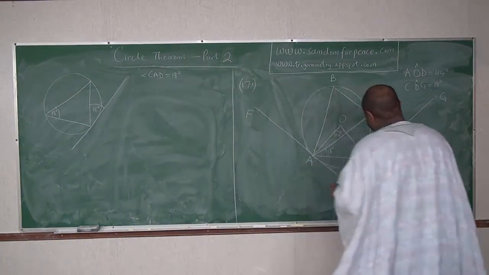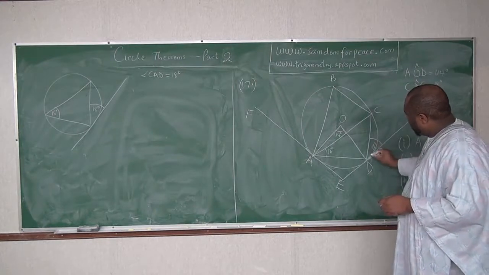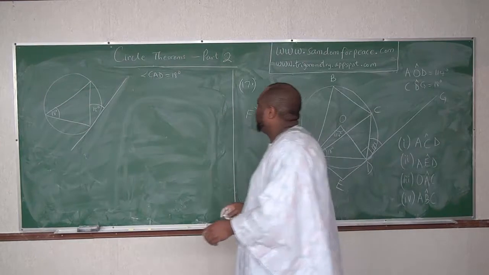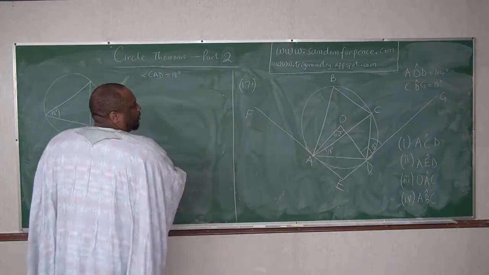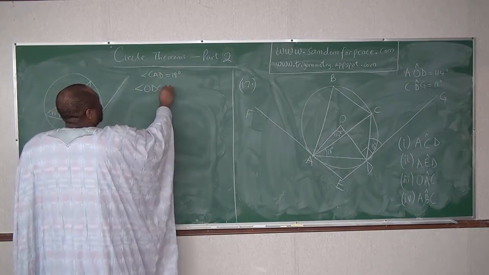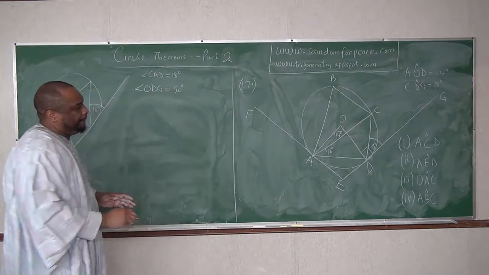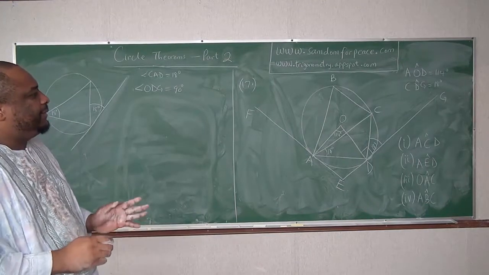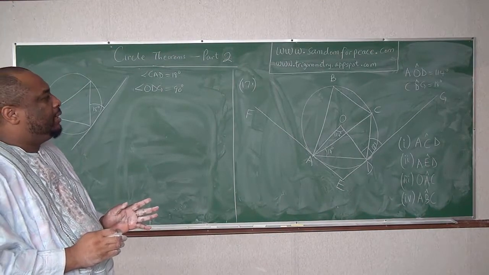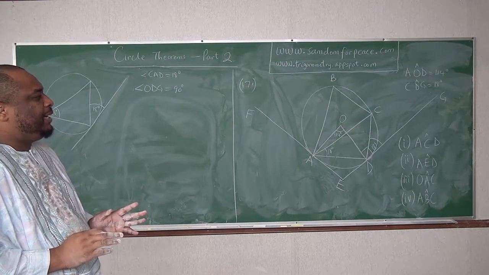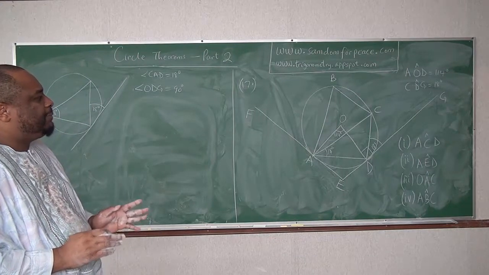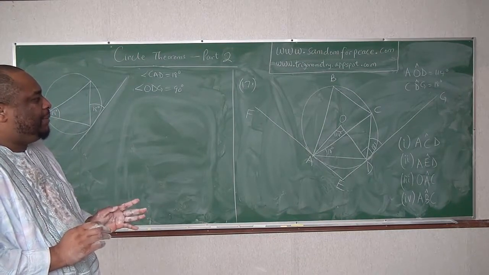Here, if you look, this is 90 degrees, the whole of this. Angle ODG is 90 degrees. Reason: radius is perpendicular to tangent at the point of contact.